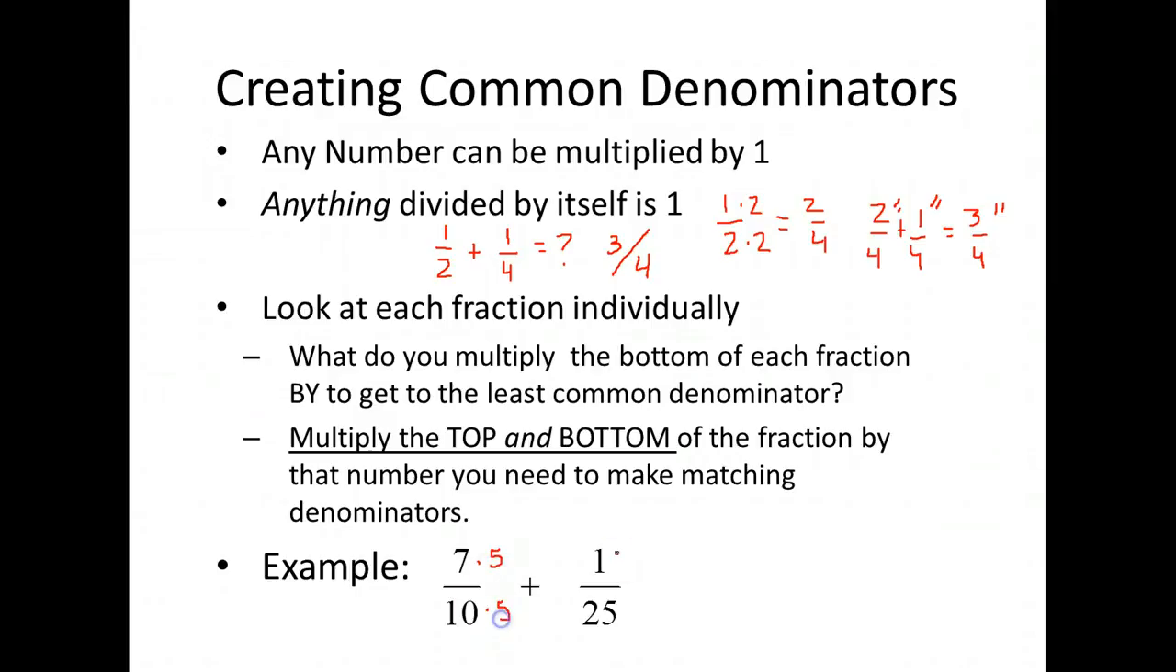So we did this on the previous screen. Oops, this is a 2. And that's a 2. And so I end up with 35 over 50 plus 2 over 50. So if I add these two fractions together, I get 37 over 50.